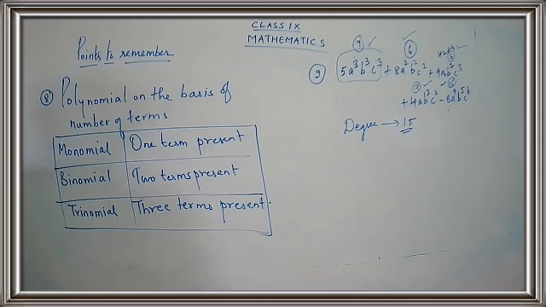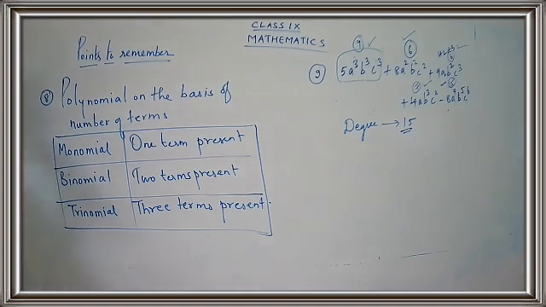So what will be the definition for monomial? A polynomial, because it is polynomial on the basis of number of terms. A polynomial having one term is called a monomial. A polynomial having two terms is called a binomial. A polynomial having three terms is called a trinomial. Okay, so this is just for your reference. I'm just giving you an idea what is monomial, binomial and trinomial. Have you taken down the point, children?